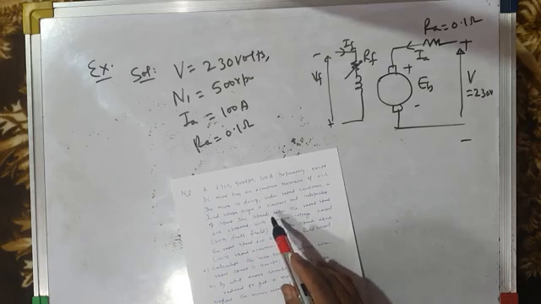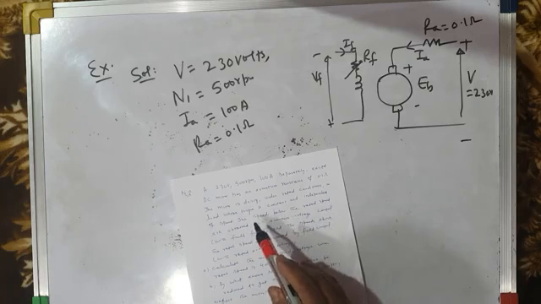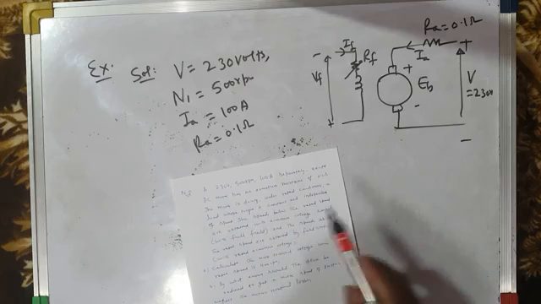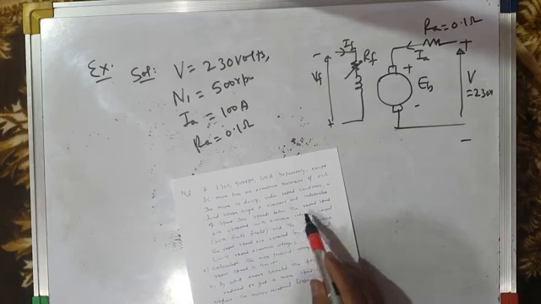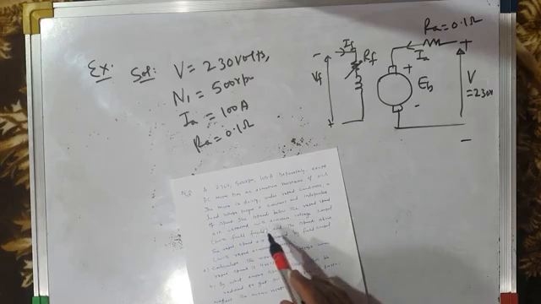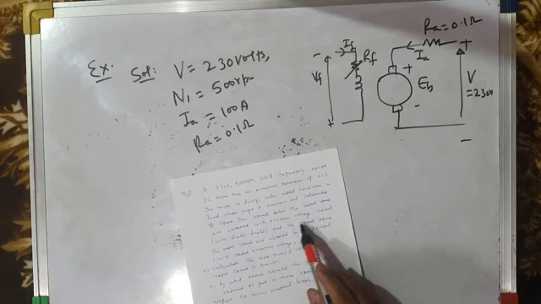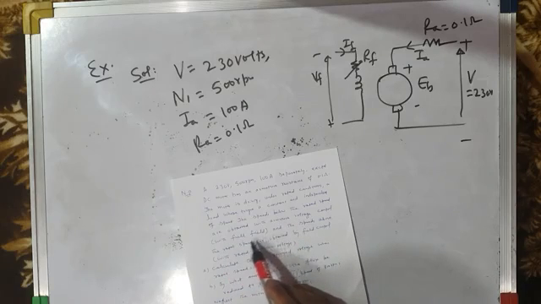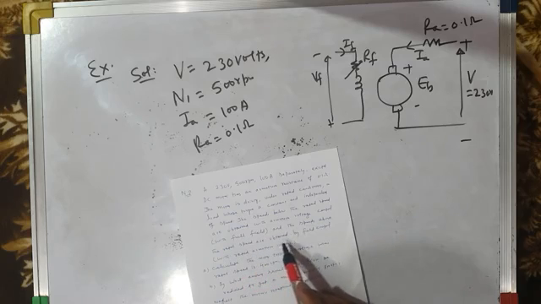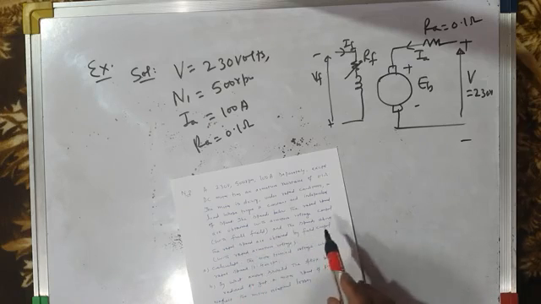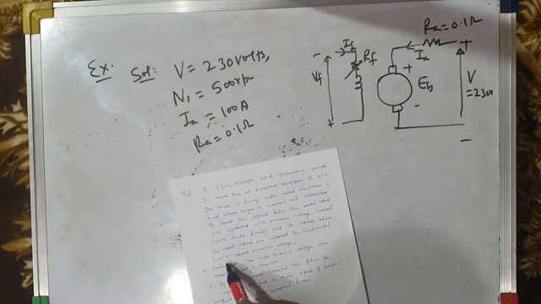Obviously, a constant torque load has a torque which is independent of speed. The speeds below rated speed are obtained... If you want speeds below rated speed, below base speed, which method will you use? Armature voltage control with full field. That means field current is constant. And the speeds above rated speed are obtained by the field control method. This we already know. When you use the field control method, at that time rated armature voltage should be applied.